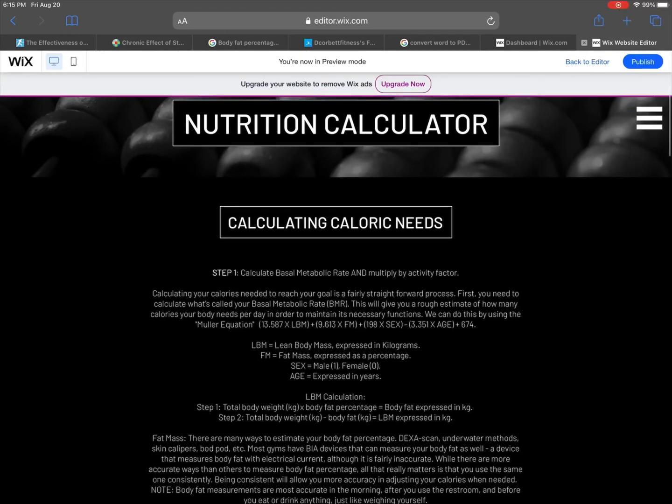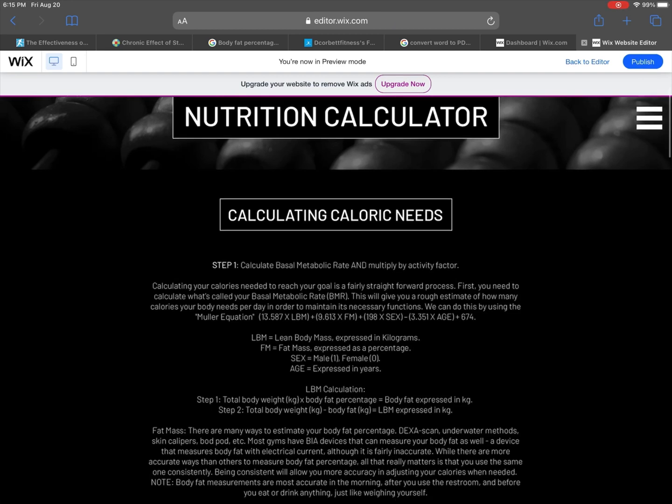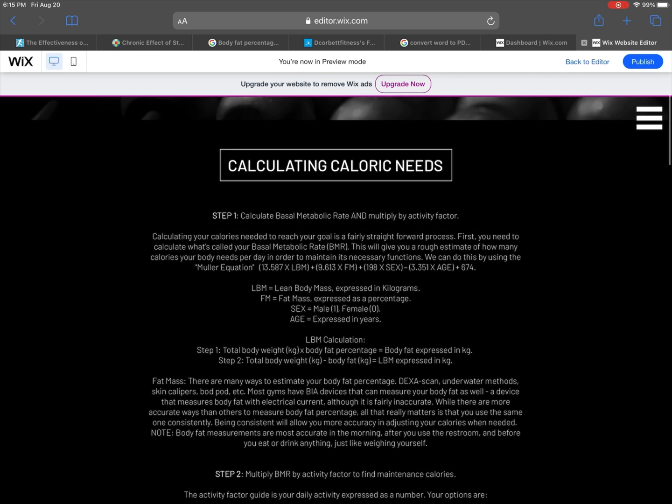All right, guys, so we're going to learn how to use the Grit Lift Nutrition Calculator today. The first step that we're going to do is calculate our caloric needs. Step one is calculating our basal metabolic rate and multiplying it by an activity factor. You can see that the Mueller equation there is what we're using to calculate this today.